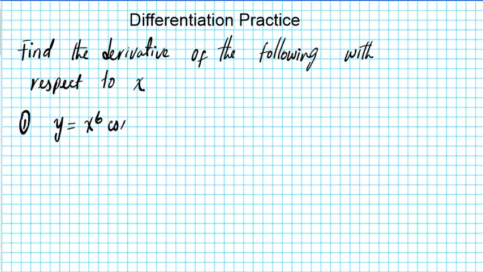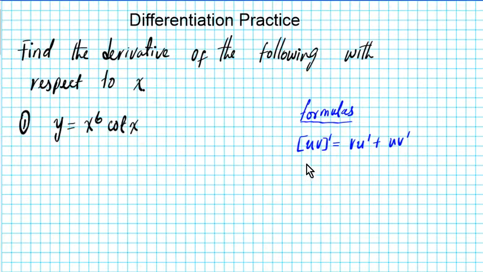cotangent x. Okay? So if you notice, you have a product of two functions, this 6th-degree monomial and then this trig function here, cotangent x. Let's go ahead and write down all the formulas that we're going to use for this problem. The first formula we're going to use is the product rule. (uv) prime equals vu prime plus uv prime.